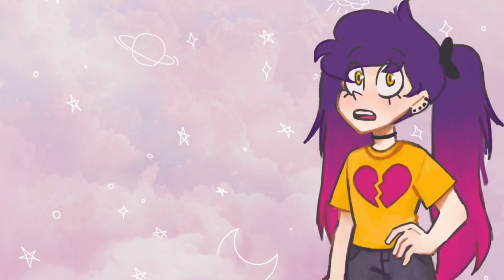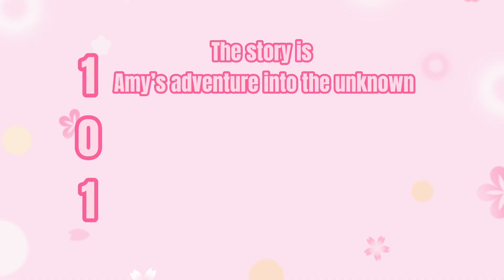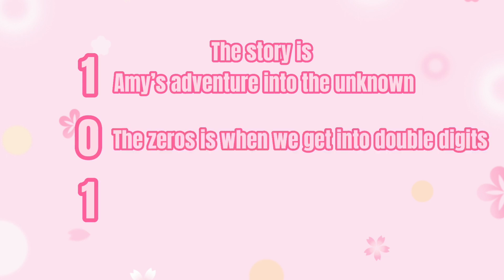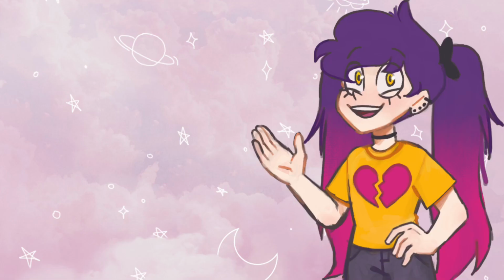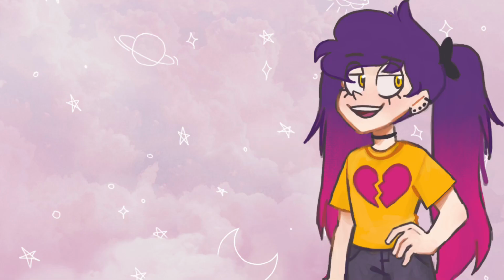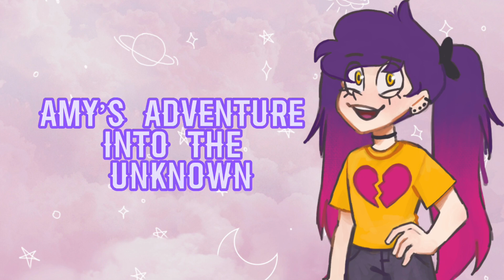1 is representing the story, because I have 7 stories currently, so this is the first story, and ignore the 0, and then the 1 is for the first one I'm making. This is the first episode, I guess. So today we're going to be talking about Amy, the main character of Amy's Adventure into the Unknown.